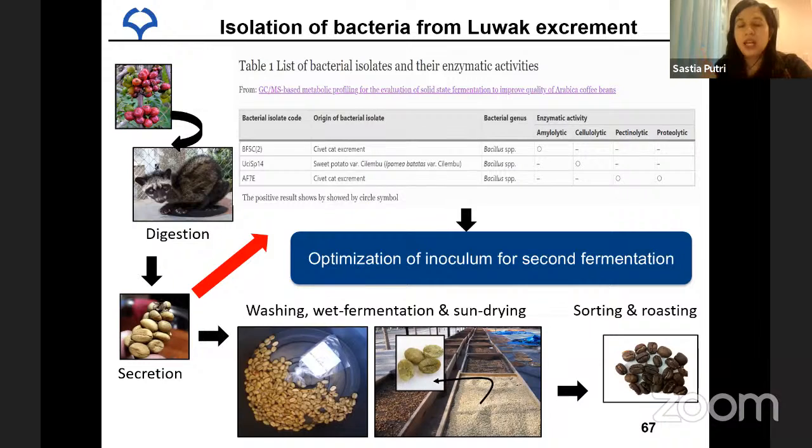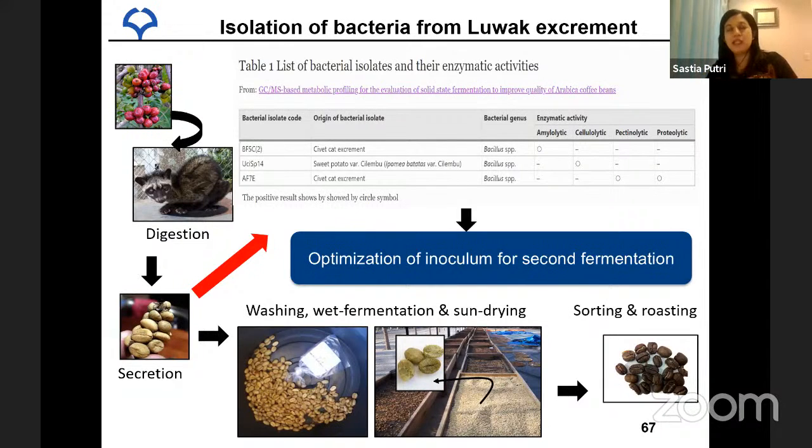And we would like to develop a method for second fermentation where, first, we screen for enzymes having amylolytic activity, cellulolytic activity, pectinolytic activity, and proteolytic activity from civet coffee. But unfortunately, we couldn't find cellulolytic activity from kopi luwak, which is actually essential to process the cellulose from the green coffee beans. So we use a different strain from samples that we isolated from ubi cilembu that has very high cellulolytic activity.